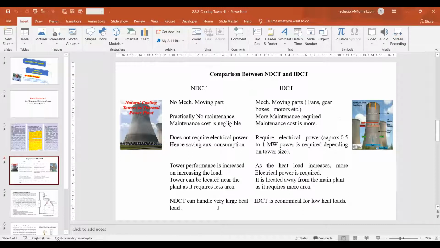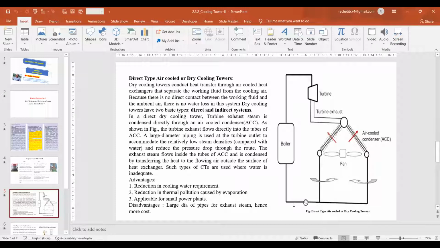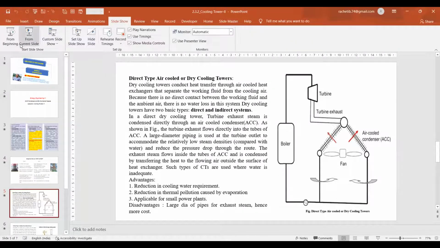NDCT can handle very large heat load, whereas IDCT is economical for low heat loads. So low heat means heat exchange is taking place more in case of NDCT, whereas it's taking less in IDCT. Now we are going to study one more important topic of cooling towers, with the slideshow, please.